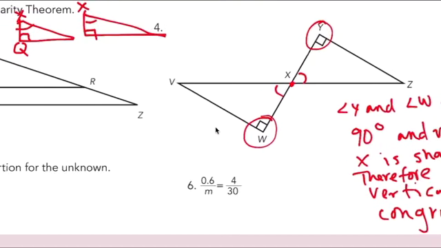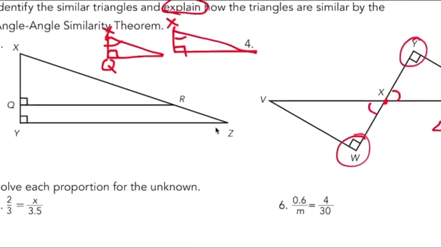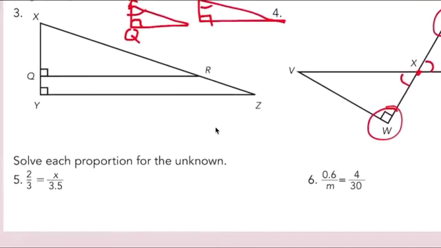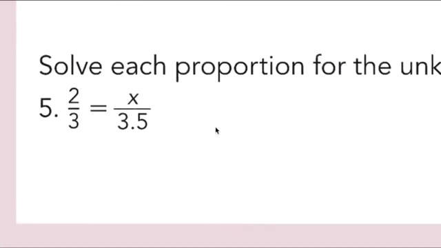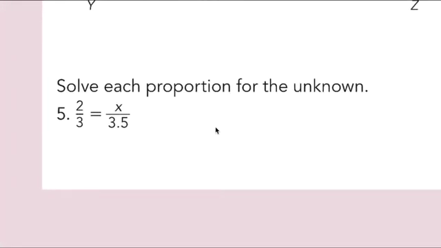Okay, so here, solve each proportion for the unknown. So scaling is hard. You see, you can't scale 3 to 3.5. So you have to solve the proportion. So you get 3x equals, you multiply them. Multiply that. That's 7. Divide by 3. By 3, x equals 2.